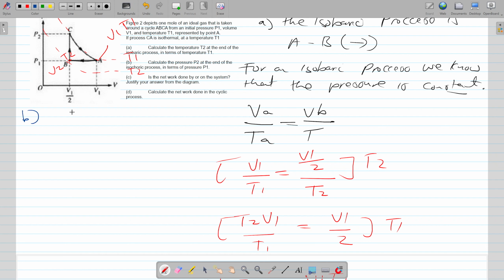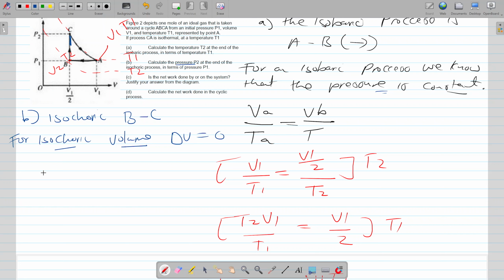Question B is asking for the pressure P2 for the isochoric process. The isochoric process is the process in which volume doesn't change. So the vertical process here, which is B to C. And we're going to do the same thing we did here. So we're going to say for an isochoric process, the volume doesn't change. It remains constant. So change in V is equal to 0.